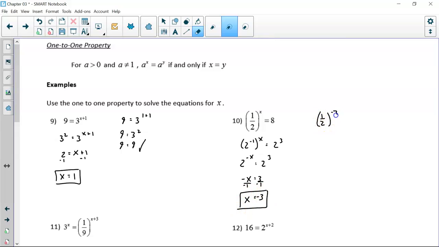One-half to the negative third equals 8. That's 2 to the positive third. 8 equals 8. It worked. There was a quick little check there.